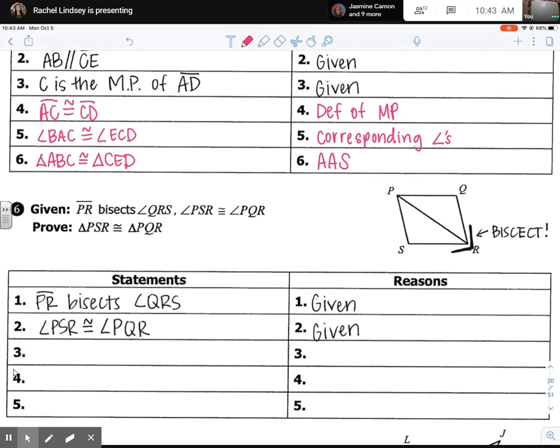Okay, number 6, PR bisects QRS. So if PR is bisecting QRS, what do I know about these two angles in QRS? They are congruent. So I know those two angles are congruent because of definition of angle bisector, right? So I'm going to go ahead and write those. Angle SRP is congruent to angle QRP. SRP, QRP. And I know those two angles are congruent by definition of angle bisector.